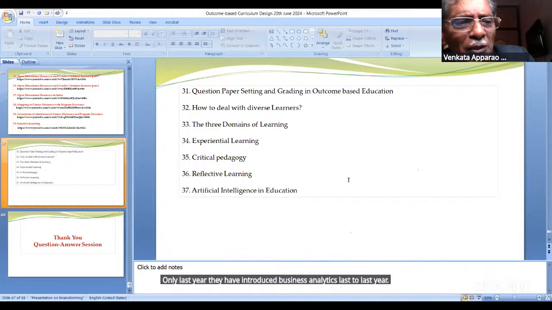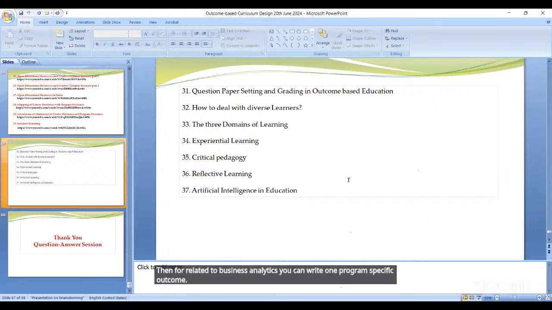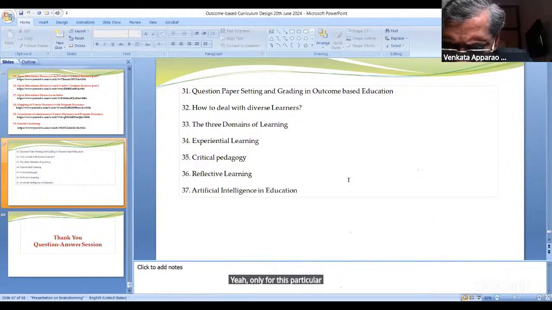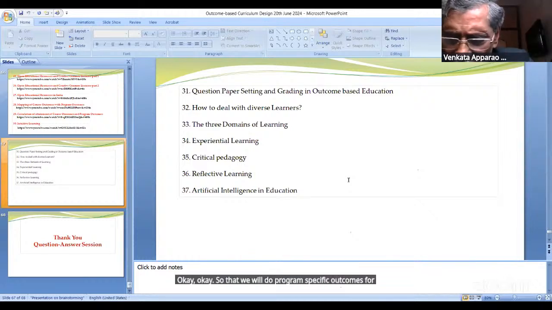Then for business analytics, you can write one program specific outcome, only for this particular batch specialization. Yes. Okay. Fine, so we will do program specific outcomes for business analytics.